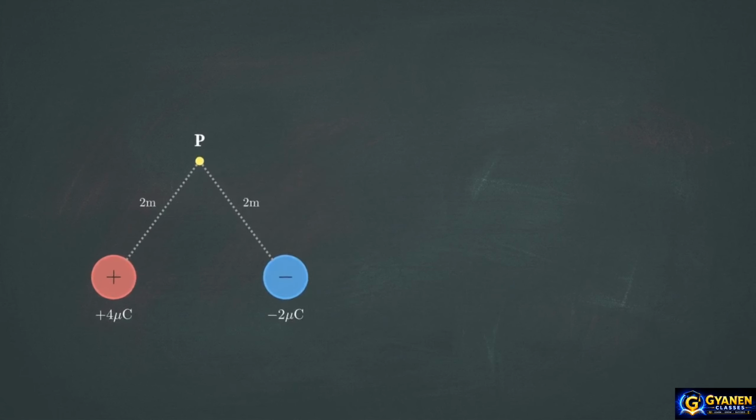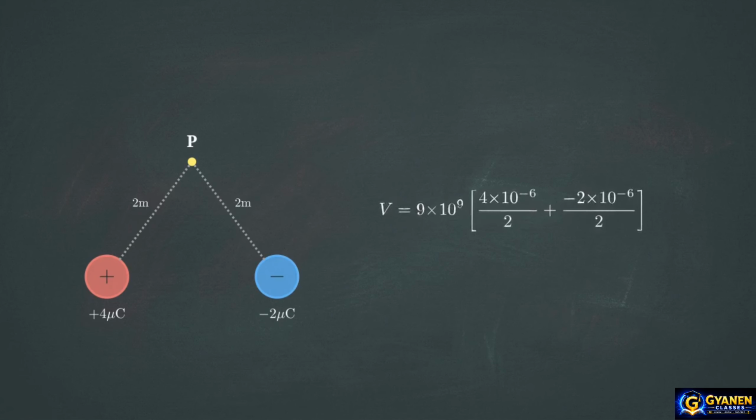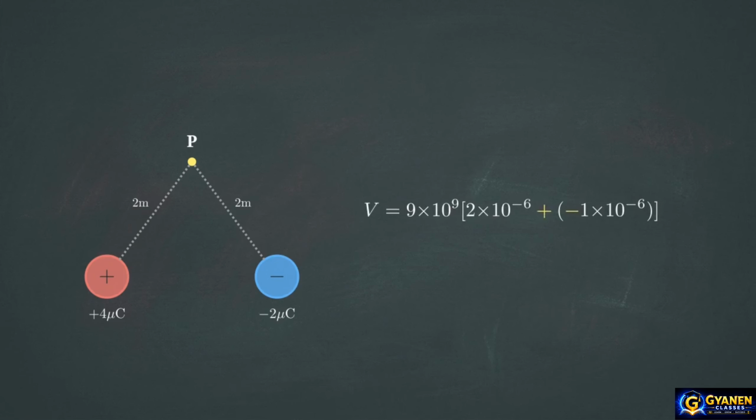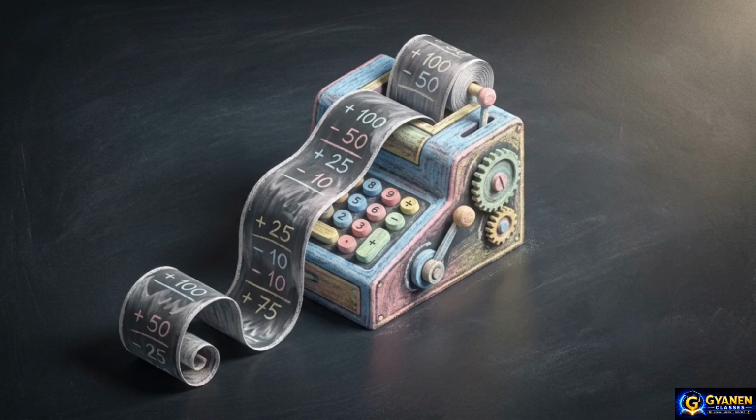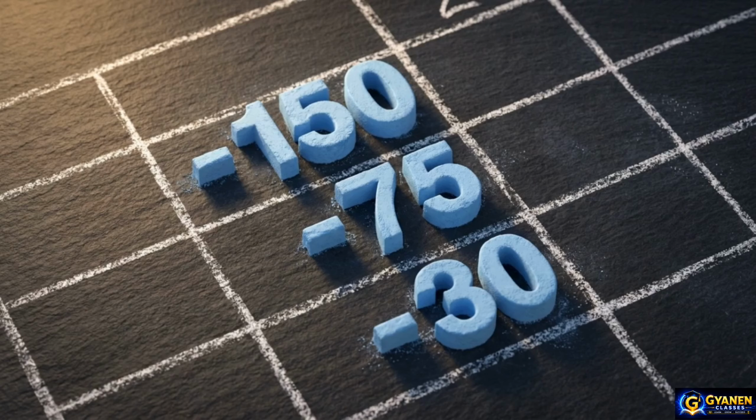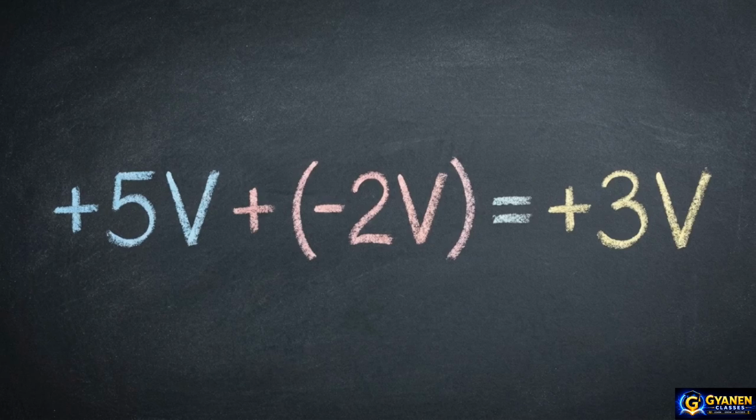Let's run a calculation. We have a positive 4 microcoulomb charge and a negative 2 microcoulomb charge, both 2 meters away from our target point. When we plug these values into the sum, the negative sign triggers a subtraction, resolving our net potential to 9,000 volts. Calculating potential for massive charge arrays is just an accounting exercise. You tally up the positive and negative magnitudes. Zero vector diagrams are required.